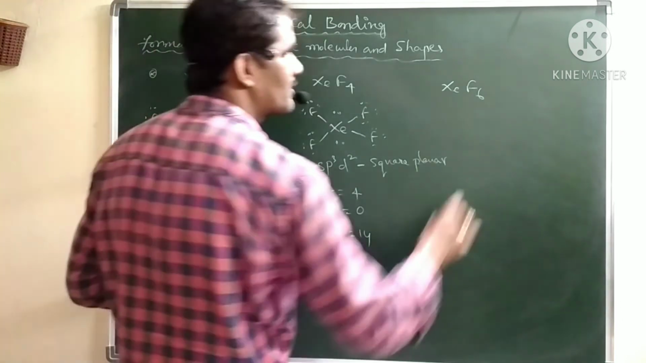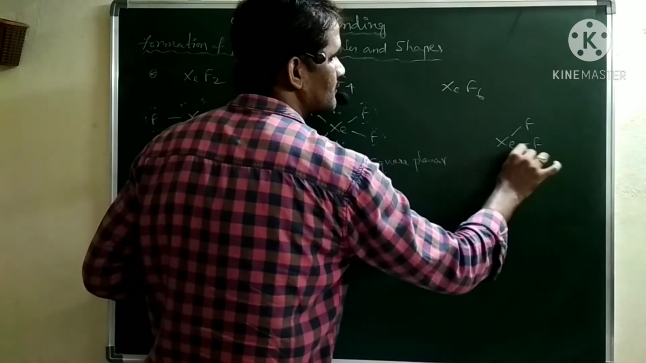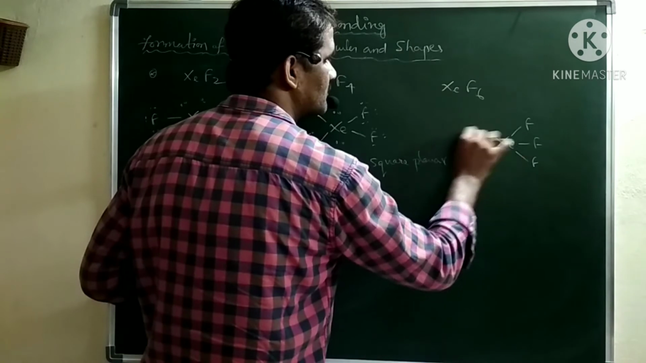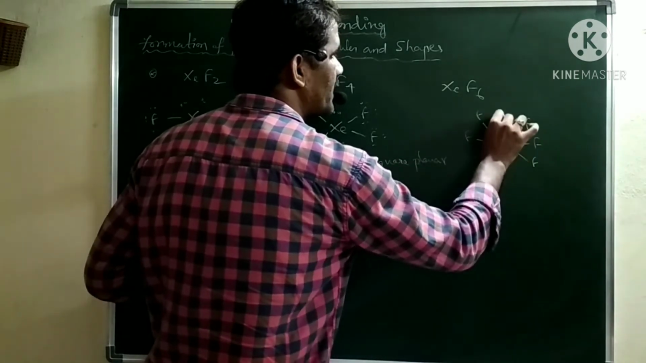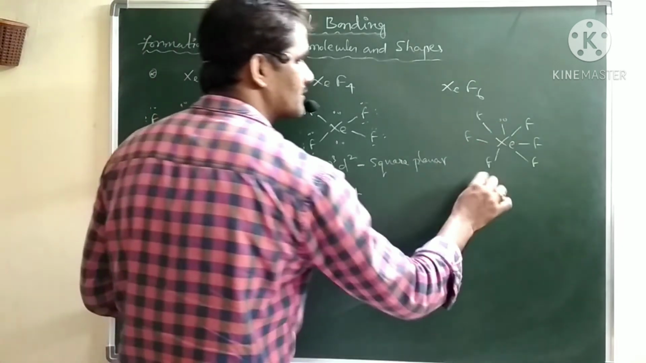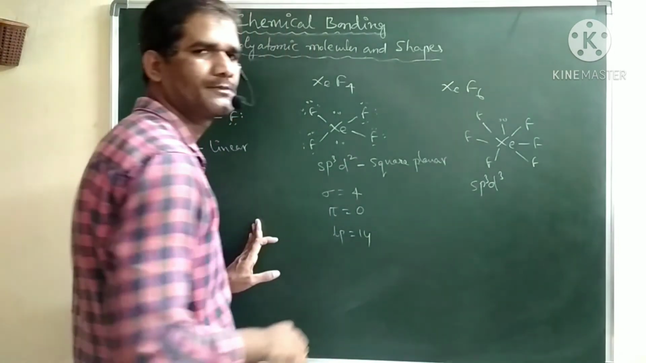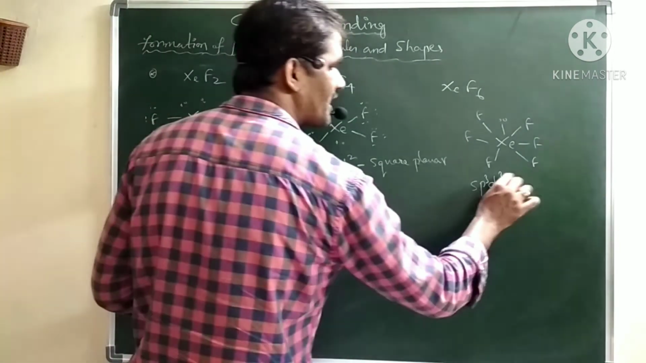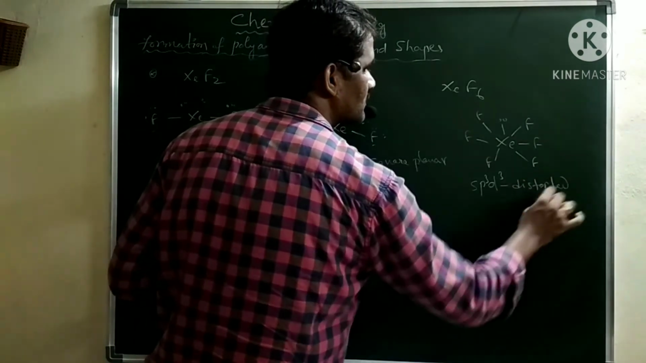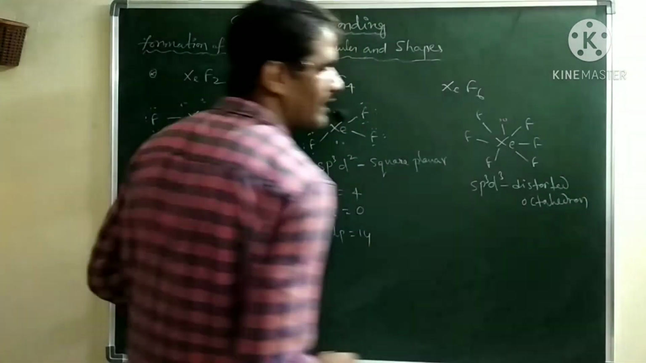Similarly, xenon hexafluoride, again xenon is the central atom, and it has 1 lone pair. 6 bond pairs and 1 lone pair, so that is total 7, sp3d3 hybridization. sp3d3 hybridization with 1 lone pair will give a distorted octahedron. The geometry of that one is distorted octahedron.